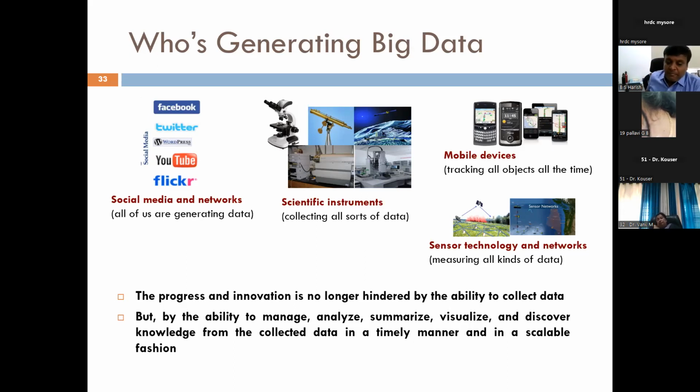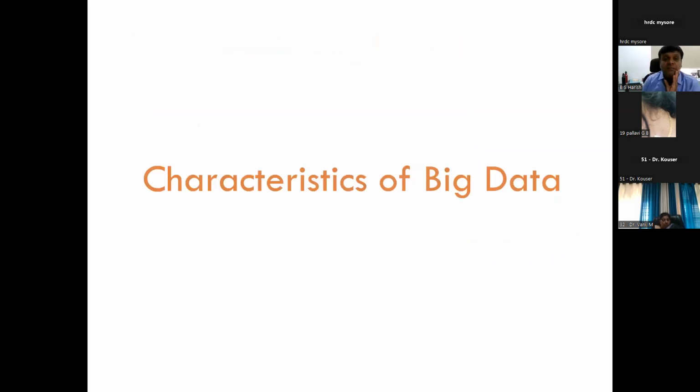And ultimately, what is the knowledge that you are supposed to discover, right? We will call it the knowledge or the information. What is the knowledge or the information that you are supposed to discover from the collected data? These are the very important things that we are supposed to consider. Though generation of data is no longer the hard subject, these five components, managing, analyzing, summarizing, visualizing, and discovering, play a very, very critical role, especially in managing big data.